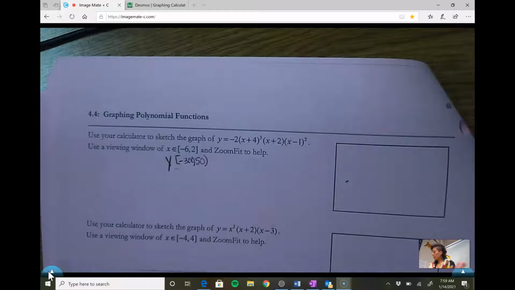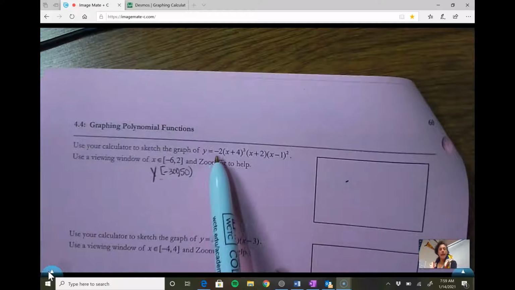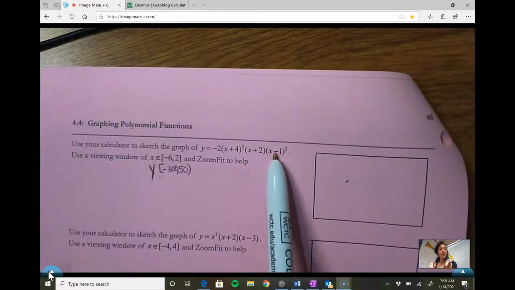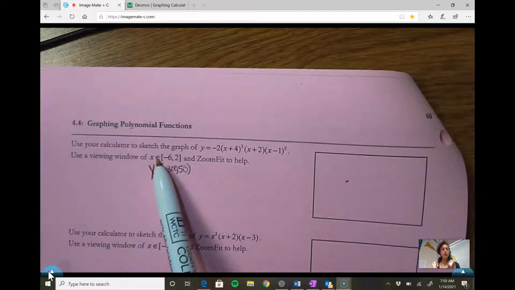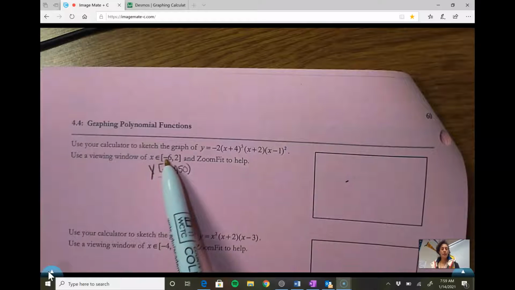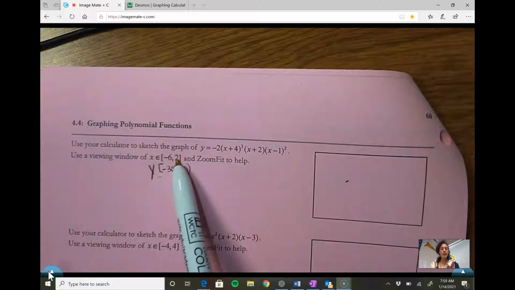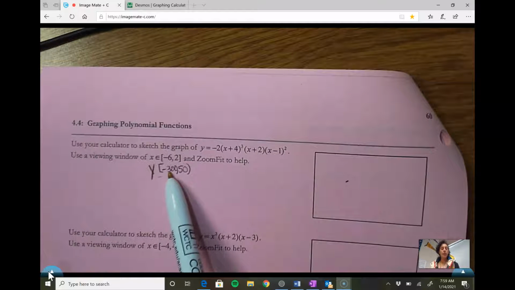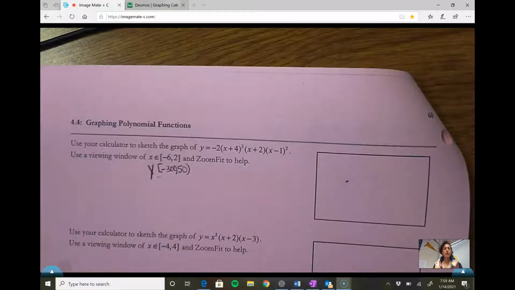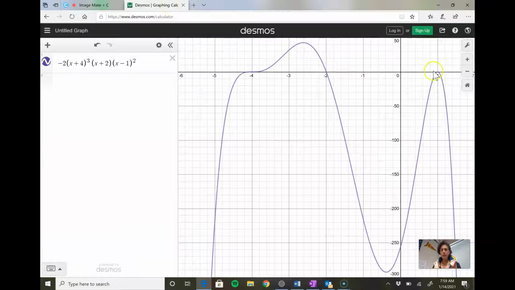First thing I've done is I've already gone to Desmos and put this in my graphing. It does want you to, and I would suggest you do this, go to that little wrench on the right and put this for x min and x max. For your y, there wasn't a suggestion. I went from -300 to 50. So let me switch screens and show you what I'm talking about.